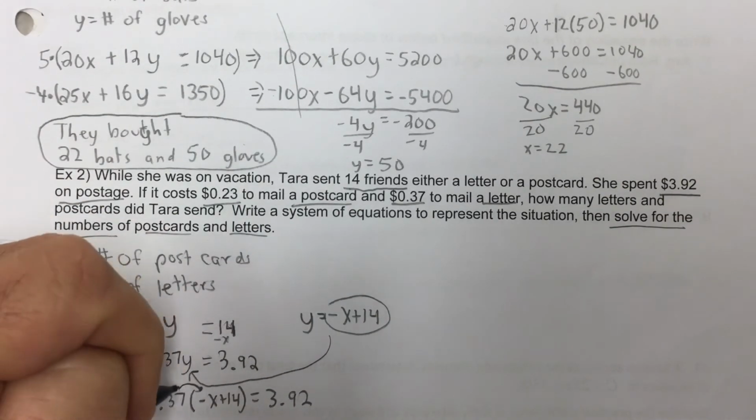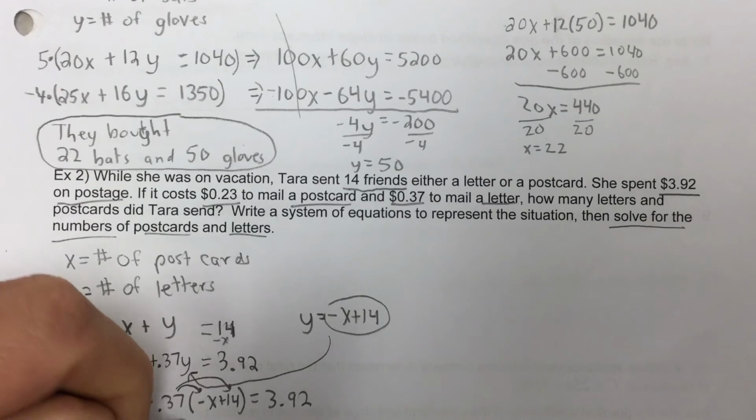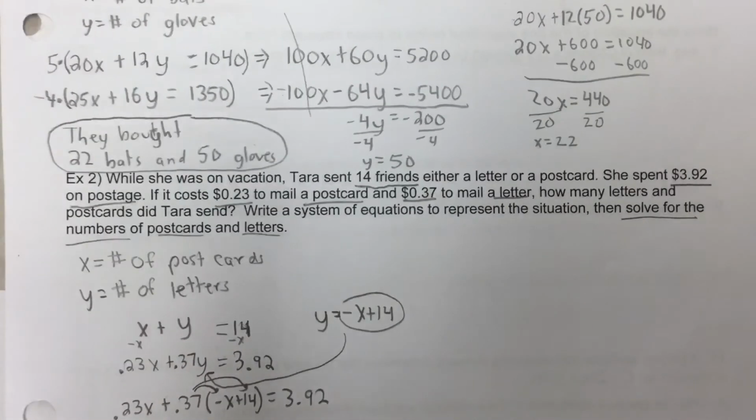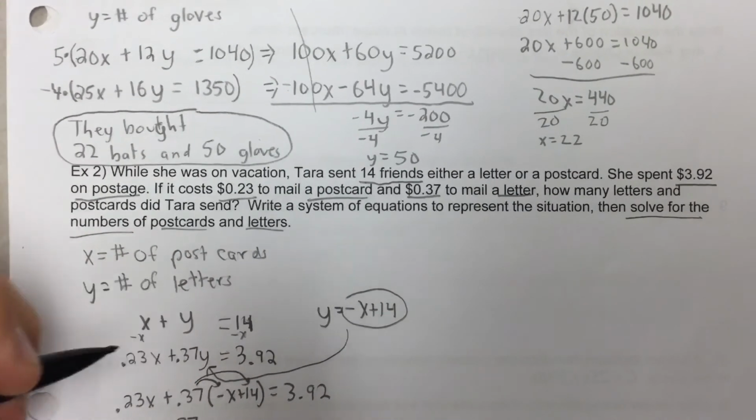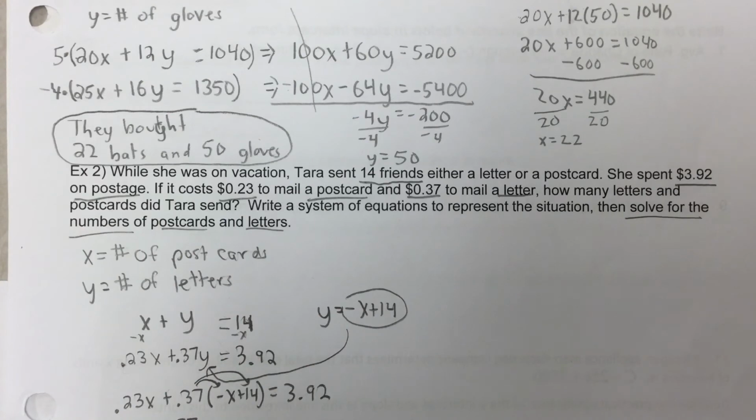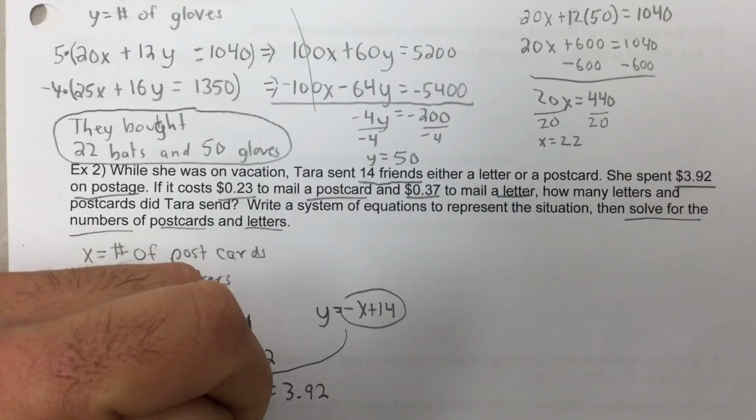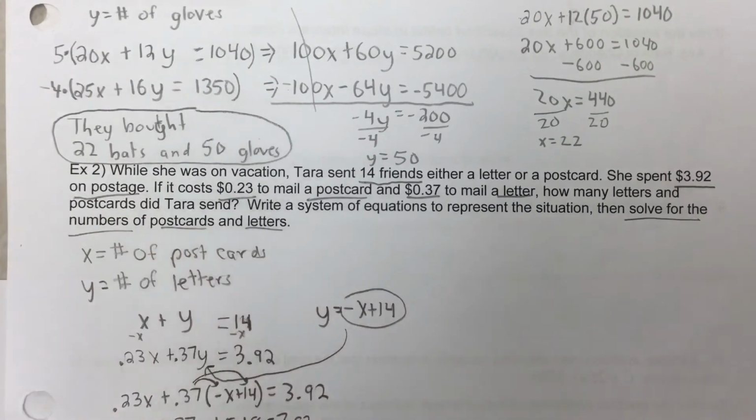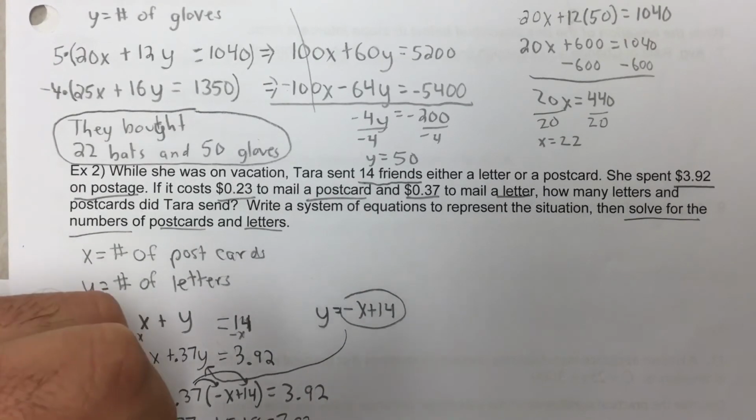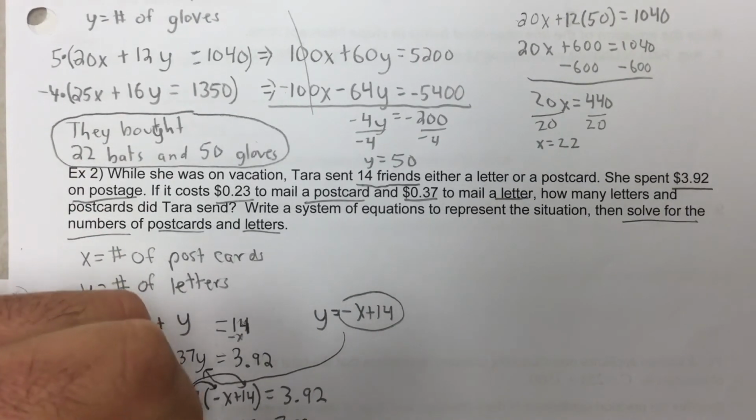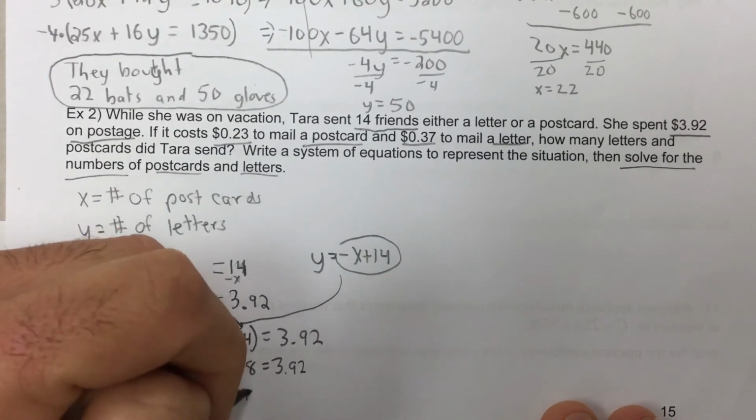I'm then going to distribute my 0.37. So I have 0.23x plus 0.37 times negative x, minus 0.37x. And I'm doing 0.37 times 14, which is 5.18, plus 5.18 equals 3.92. I add my like terms, so that would be minus 0.14x plus 5.18 equals 3.92.